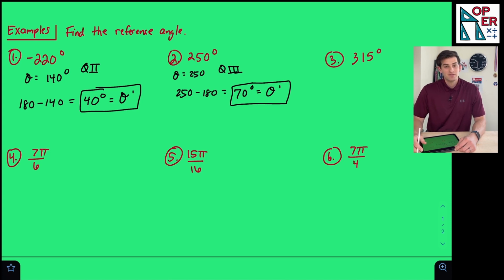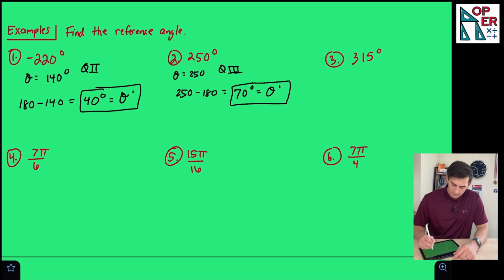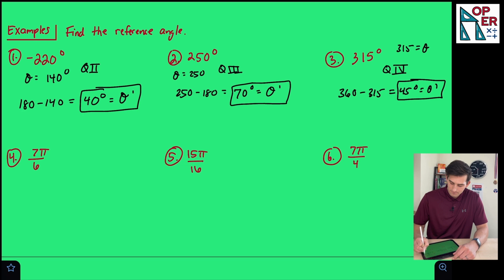And number 3, 315. We know 315 would be almost all the way around, back to a full circle, so this would be in quadrant number 4. We take 360 minus 315, because 315 is equal to theta, and this gives us 45 degrees for theta prime. Now let's look at 3 examples where we have our measures in radians.